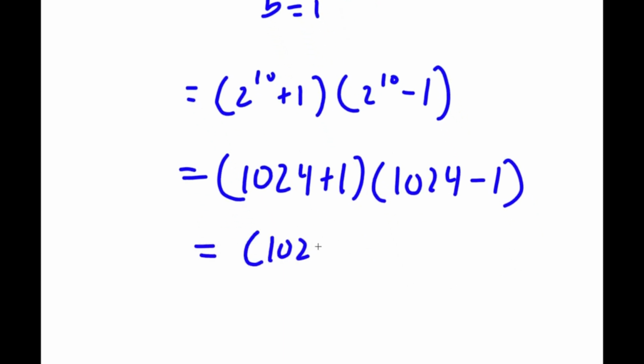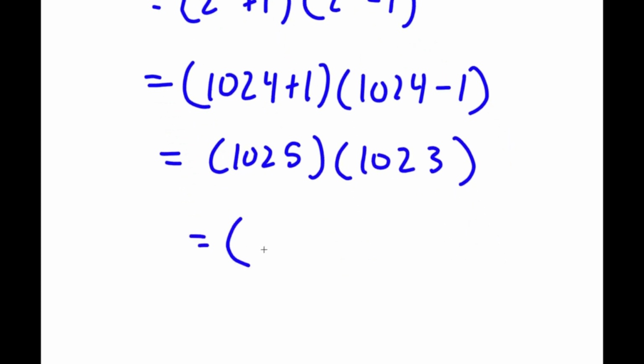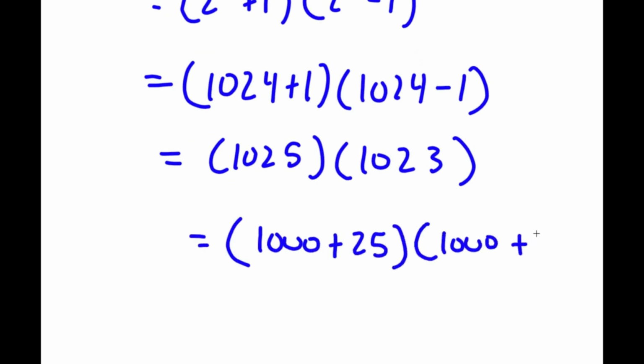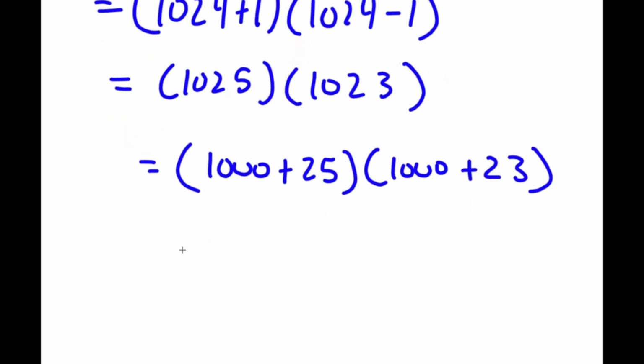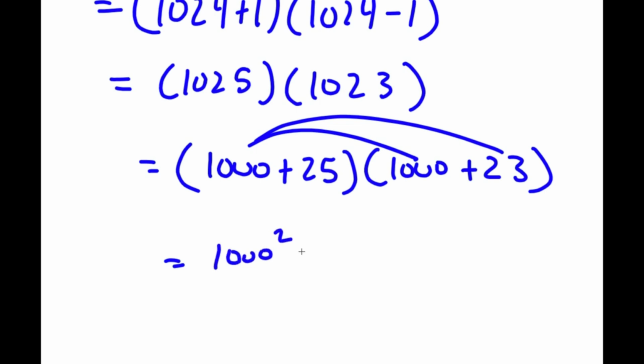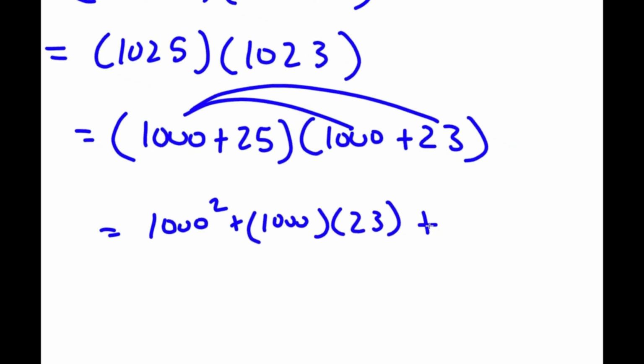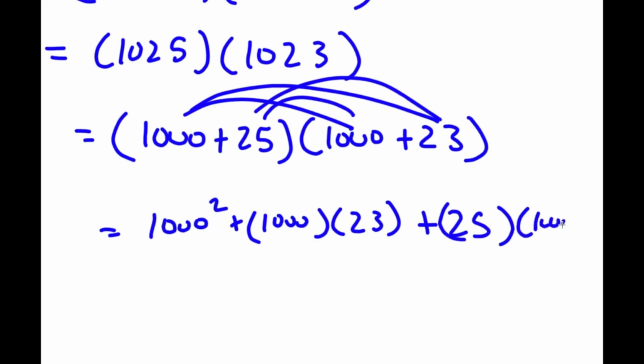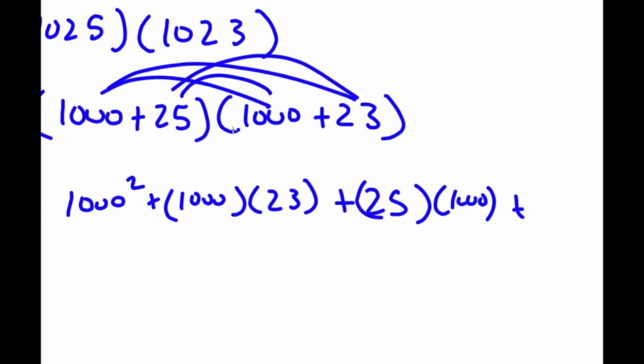1024 plus 1 is 1025. 1024 minus 1 is 1023. Now I'm going to write this as 1000 plus 25 times 1000 plus 23. To solve this, I'm going to distribute 1000 first. So now I have 1000 times 1000, which is 1000 squared, plus 1000 times 23, and plus now I'm going to distribute 25: 25 times 1000. Finally, plus 25 times 23.